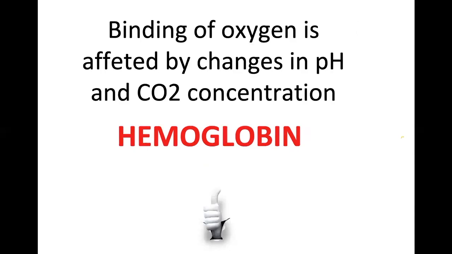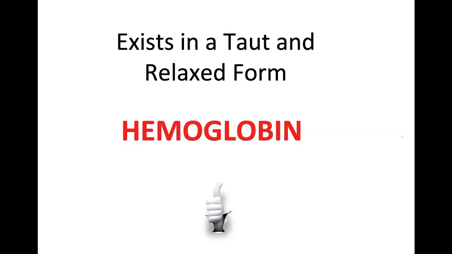Now, always remember this. There are actually 2 very important factors or variables that affect the binding of oxygen to your hemoglobin. And this is number 1, the pH. Number 2 is the carbon dioxide concentration. So what affects the binding of oxygen to hemoglobin? Number 1 is the pH. Number 2 is the carbon dioxide concentration.